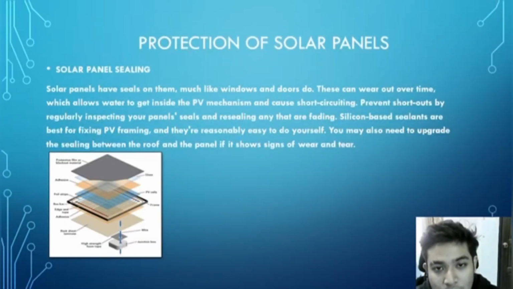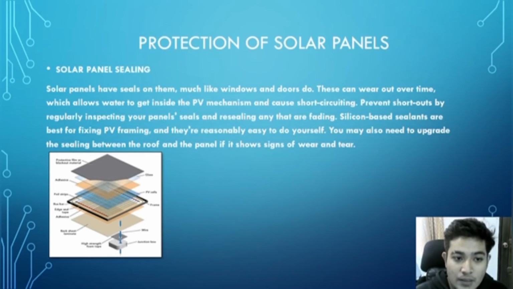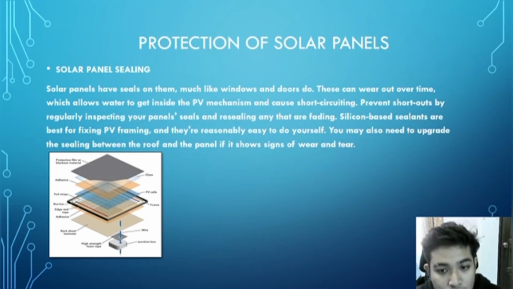Hi, my name is Muhammad Haikal Hazliman. There are several ways on how to protect the solar panels. The first one is solar panel sealing. Solar panels have seals on them, much like windows and doors do. This can wear out over time, which allows water to get inside the PV mechanism and cause short circuiting.